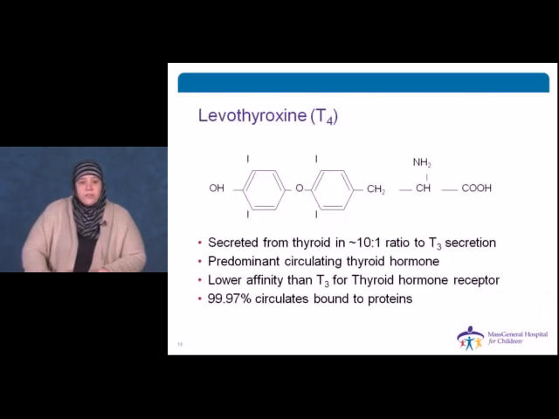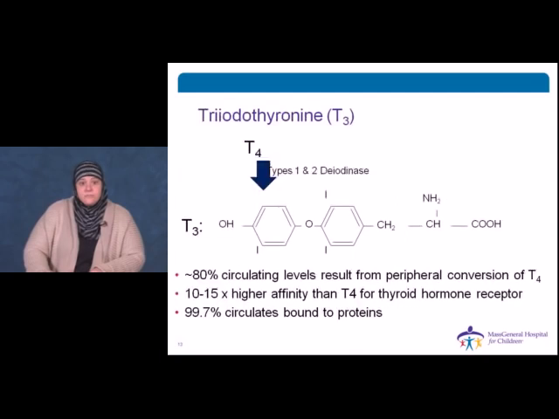This is T4, and you can see the 4 iodine atoms on the molecule. T4 is the primary product of the thyroid gland, so it's secreted from the thyroid in about a 10-to-1 ratio as compared to T3. It is the predominant circulating thyroid hormone. It has a lower affinity than T3 for the thyroid hormone receptor, however, so T3 is really the primary acting thyroid hormone, whereas T4 is more like a precursor, although it does have some action. Most of T4 circulates bound to proteins.